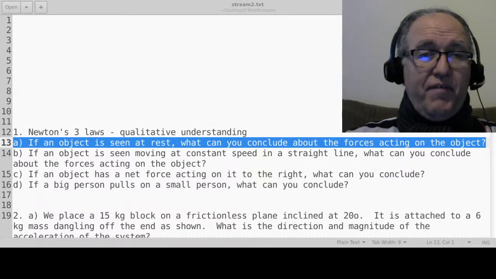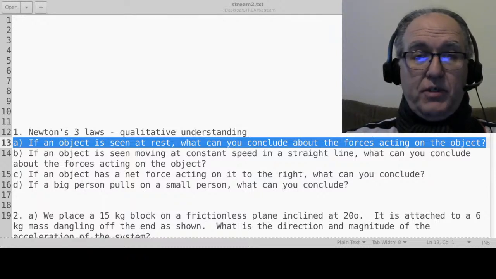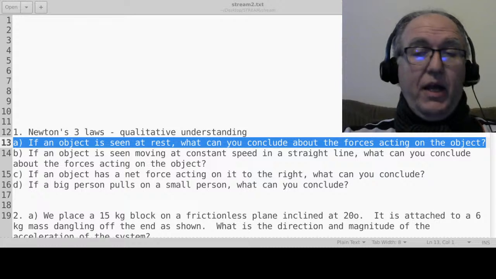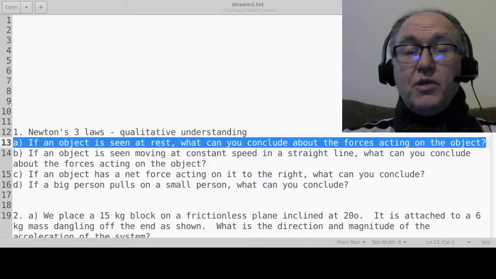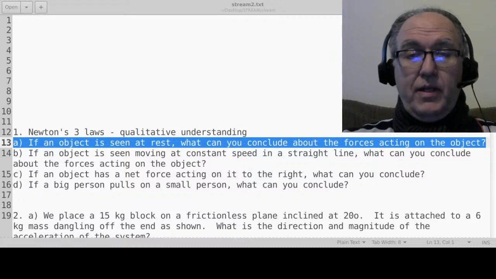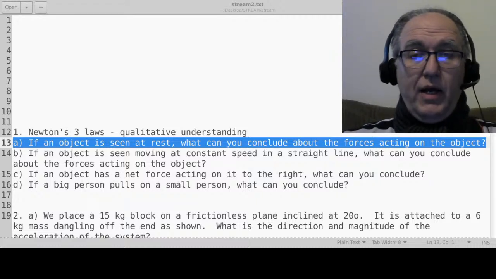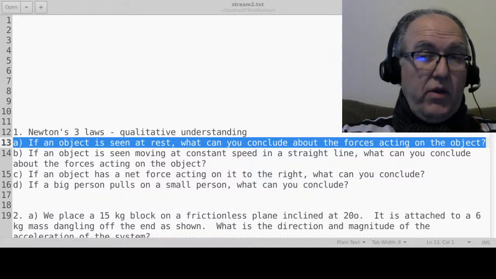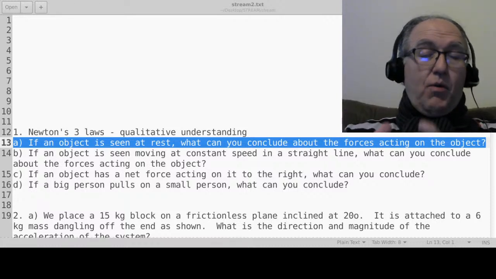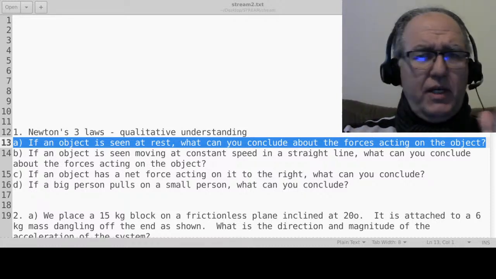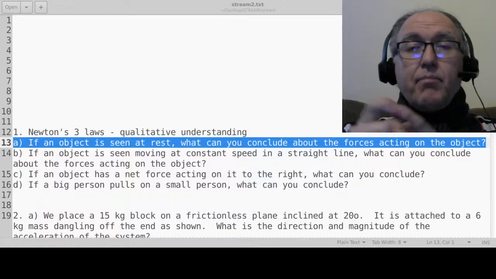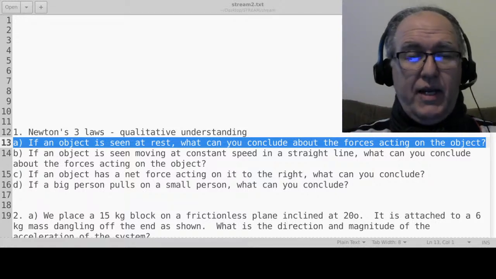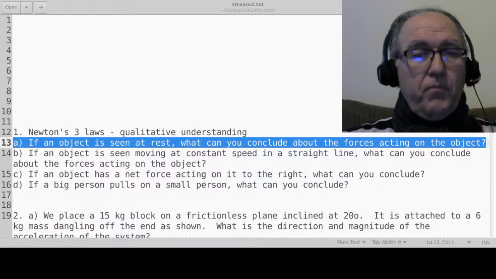So here's one question. If an object is seen at rest, what can you conclude about the forces acting on that object? You see this object, it's just resting there. All you can conclude is that the net force is equal to 0, because of Newton's first law. Newton's first law says if the net force is 0 and the object's at rest, then the object stays at rest. So if you see an object and it's not moving, you can't say there are no forces on it. There might be lots of forces on it, but the sum of all those forces is going to add up to 0.